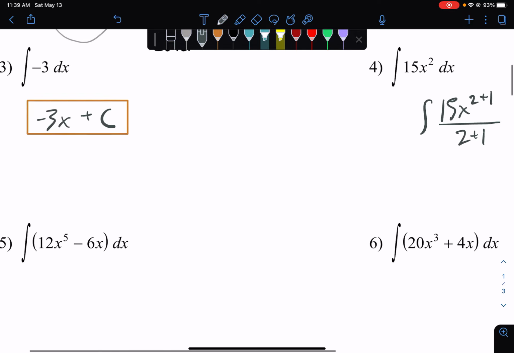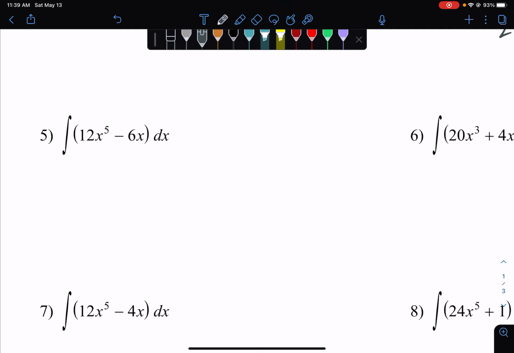Okay, that's it. Number 5. We're given more than one term in this problem. We have two terms, 12x raised to 5 and minus 6x. We basically distribute the integral sign in each term. That's what you have to do if you meet this kind of problem, and then apply whatever rule is appropriate in order to find its integral.